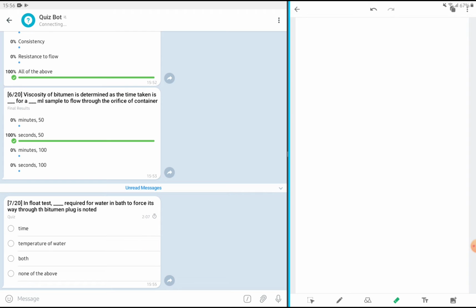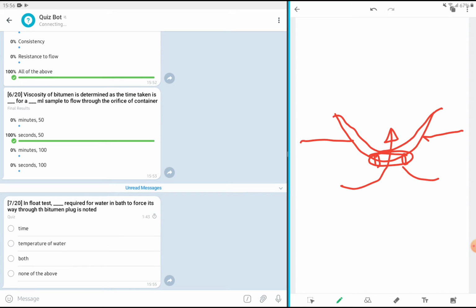Okay, in the float test, we keep this apparatus in a water bath. This kind of apparatus is there, and a brass collar is there. That brass collar is plugged with bitumen sample. This is the aluminum float, and water is there. Now what will happen if the bitumen breaks easily, then water will force its entry through this collar.